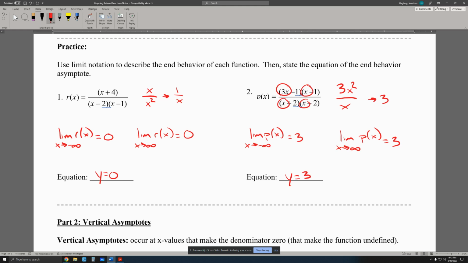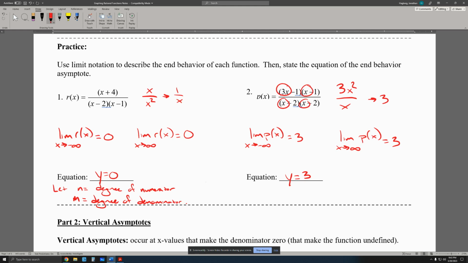Now, before we move on to vertical asymptotes, I want to just generalize a rule here. So notice that it has to do with the degrees of the dominant terms of the numerator and denominator. So we're going to say let n be the degree of the numerator, and then let m be the degree of the denominator. We have 3 cases.